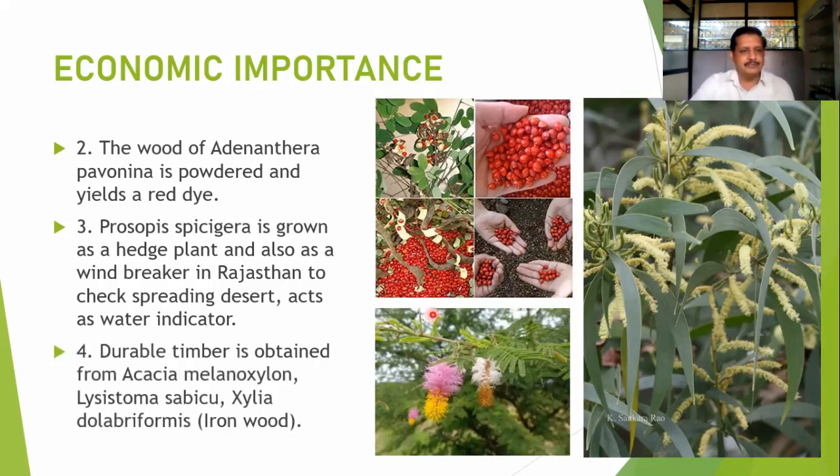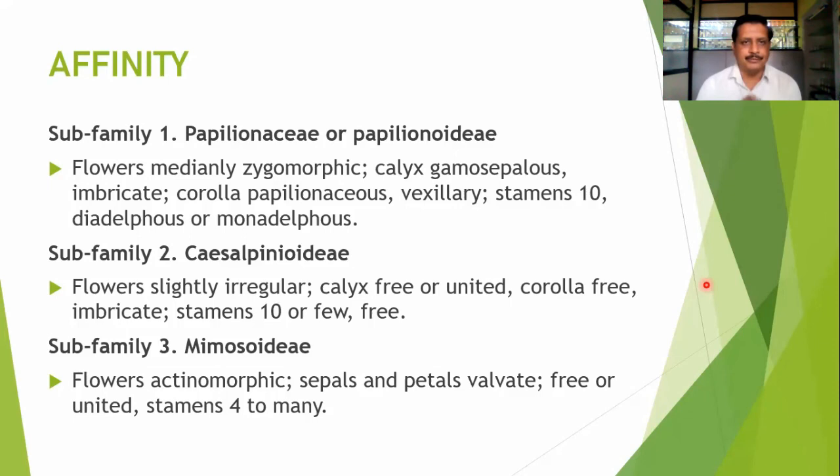The other one is the durable timber obtained from Acacia melanoxylon, or we can say Xylia xylocarpa, ironwood. याच्यापासून आपल्याला ड्युरेबल टिंबर सुद्धा मिळतं. A good quality of timber can be originated from these members, from families Fabaceae, Papilionaceae, Caesalpinioideae and Mimosoideae.